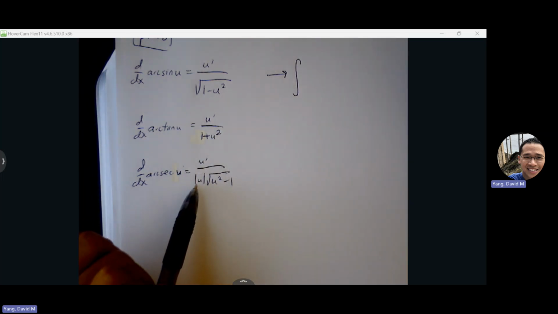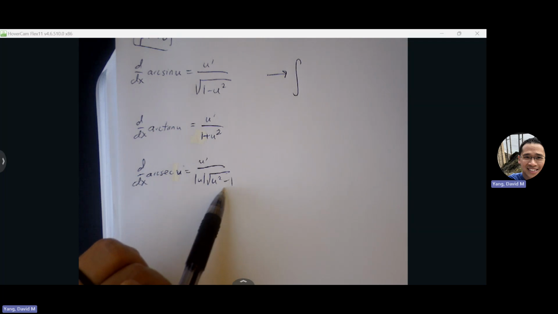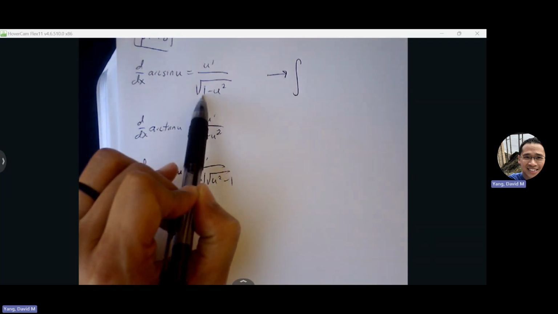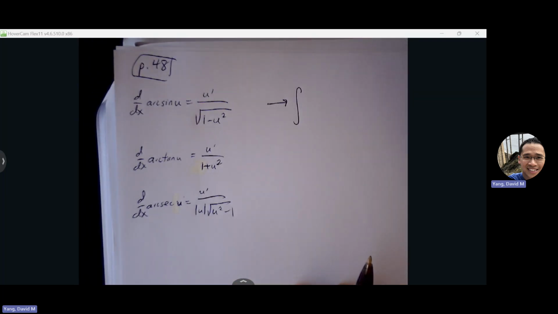Arcsecant is the most complicated one. It's got the absolute value of u, square root. The way I remember it is I know the u's are next to each other, so I know it's u squared minus 1 and not 1 minus u squared. And if I can figure out this order, then I can figure out the order of arcsine, which is square root of 1 minus u squared. So that's a bit of a review with derivative arc trig rules.